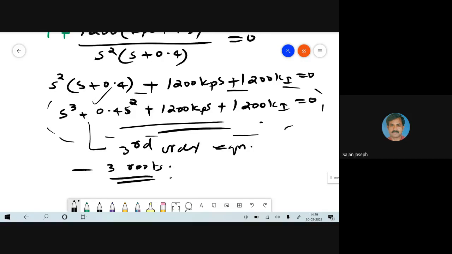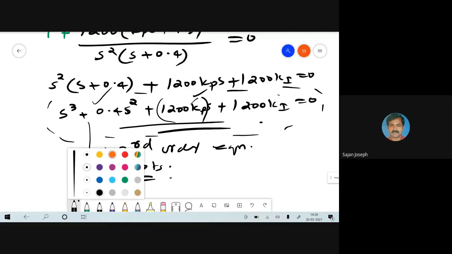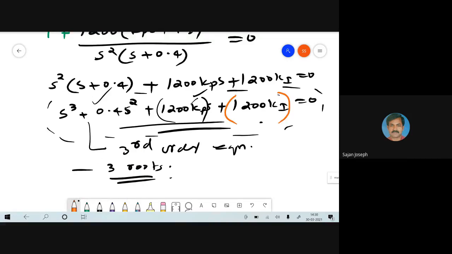And how many control parameters are available? 2 parameters. Only 2 control parameters are available. By using these control parameters, you can control this coefficient. You can also control these 2 coefficients. 2 coefficients can be controlled by controlling K. That means it is not possible to control all the 3 roots of the equation.